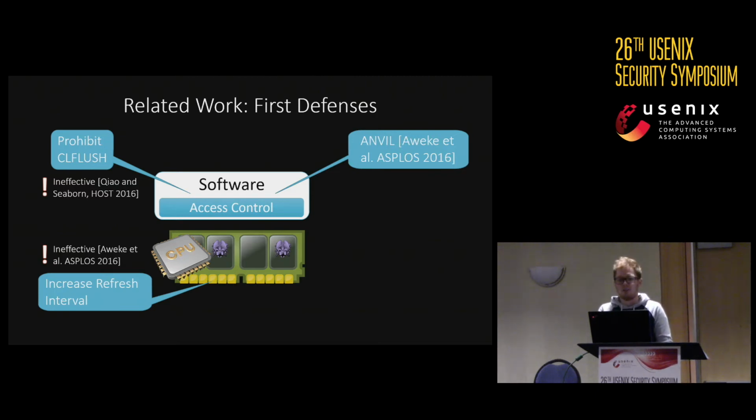So then there was a software defense by Aweke et al. in 2016, where they proposed to use hardware performance counters to detect a rowhammer attack, because rowhammer attacks typically create a high cache miss rate. And the problem is that this is a heuristic approach and creates some runtime overhead and also suffers from false positives.